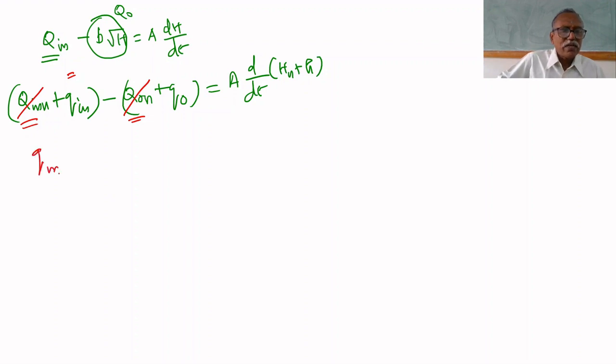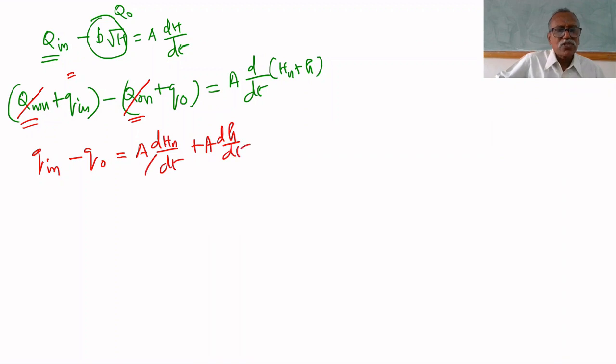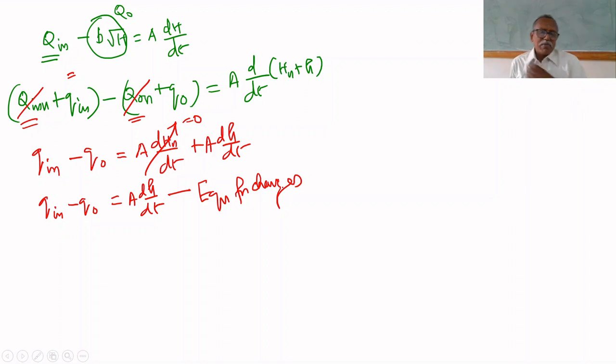Therefore, I can write Q in minus Q naught, change in inflow rate minus change in outflow rate, equal to A dH nominal by dt plus A dH by dt. The first term is also equal to 0 because if you differentiate a constant, Hn is constant, it becomes 0. Therefore, the equation is reduced to Q in minus Q naught equal to A dH by dt. This is the equation for changes about the nominal operating point.